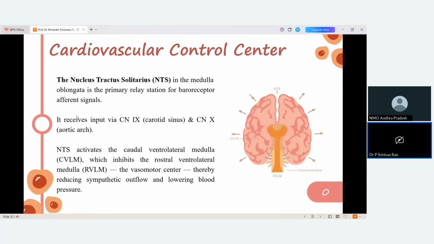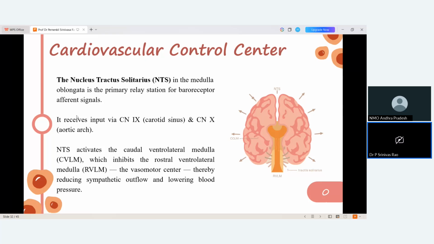For you to easily understand, whenever there is an increase in the stretch of the baroreceptors, then the blood pressure is increased. Whenever the blood pressure is increased, there is a stretch in the baroreceptors. What are the baroreceptors? Aortic arch and the carotid sinus. So from the carotid sinus, it goes through cranial nerve 9. From the aortic arch, it goes through cranial nerve 10 to the nucleus tractus solitarius.